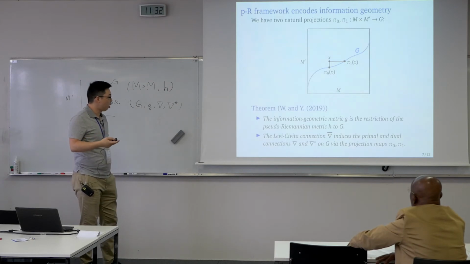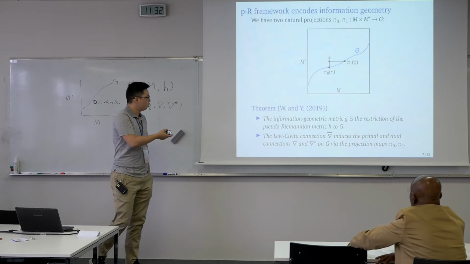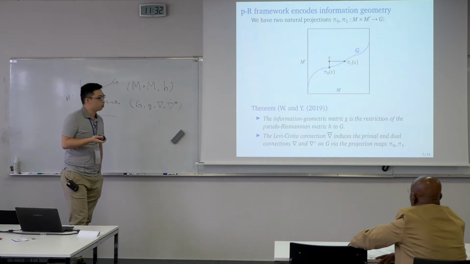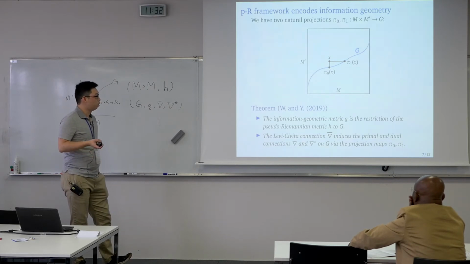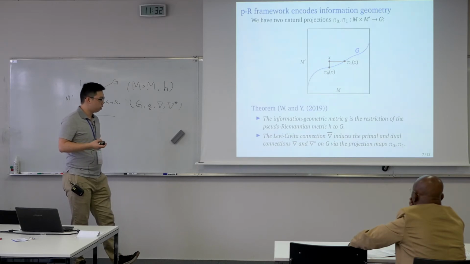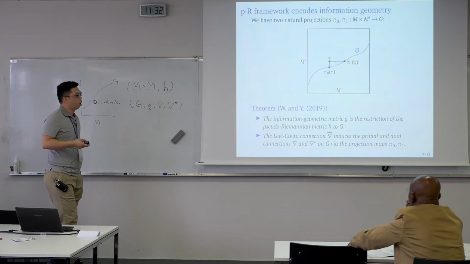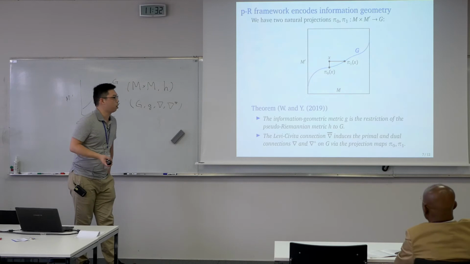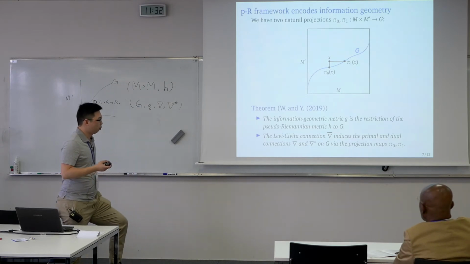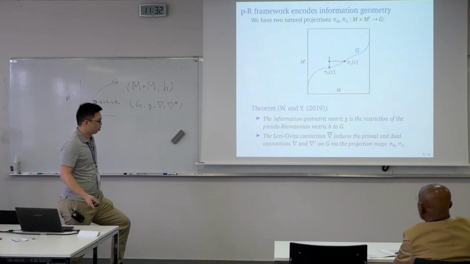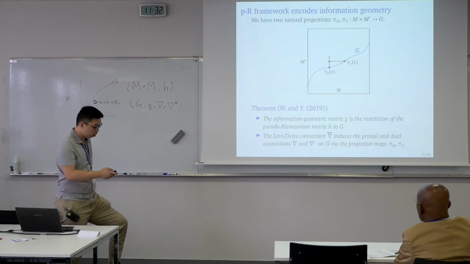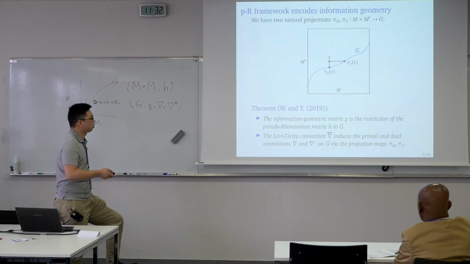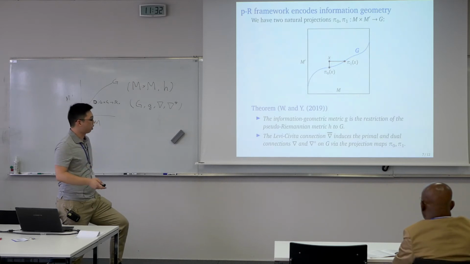So we have two results in our main theorem. The first one is that the information geometric G is actually the restriction of H on the graph G. And the second one is that the primal and the dual connections are also the restriction of the Levi-Civita connection on the graph G via these two projection maps. In the next slide, I will talk in detail about how this projection is actually working.